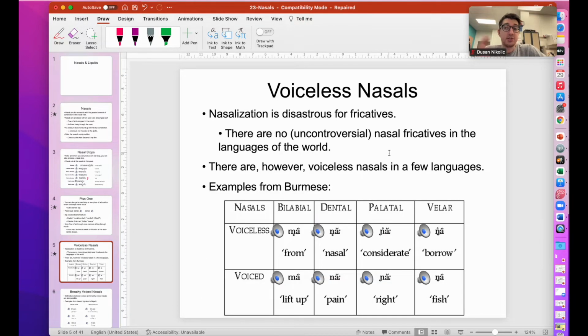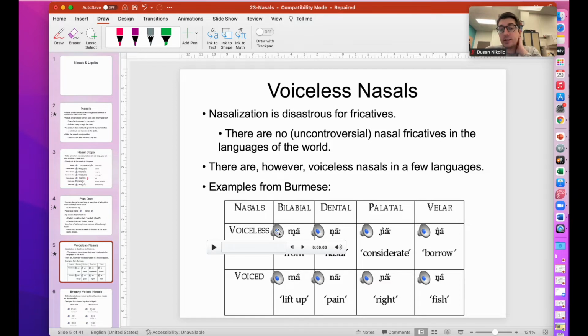Nasalization is disastrous for fricatives, so there are no uncontroversial nasal fricatives in the languages of the world. That's because of the aerodynamics, right? So air is going through your vocal tract, and if you want to make a fricative, you can make a fricative, but then you cannot make a nasal at the same time, and that's really impossible.